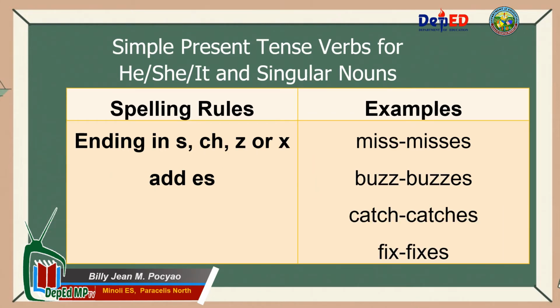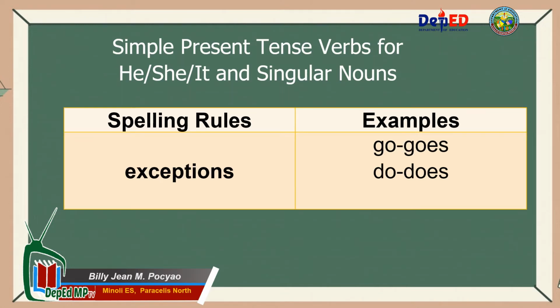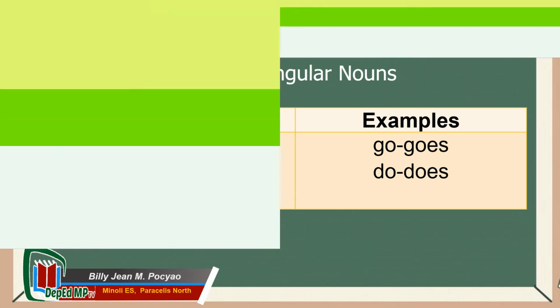Let us have the spelling rules for verbs or action words ending in s, ch, z, or x. We just add es to the action word. Examples: miss, misses. Buzz, buzzes. Catch, catches. Fix, fixes. However, there are exceptions to the spelling rules. Examples: go, goes, do, and does.